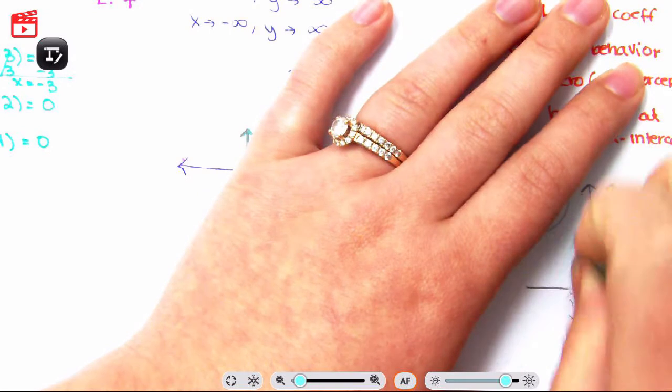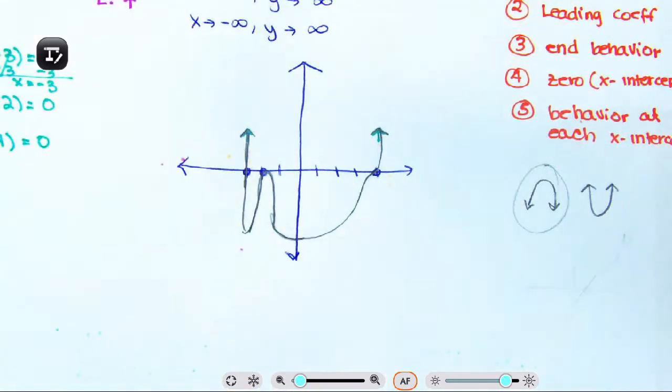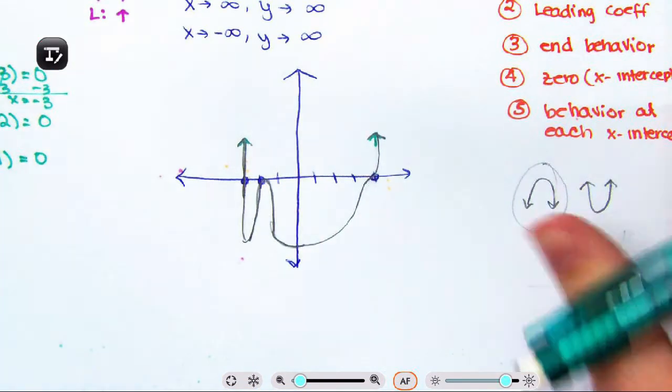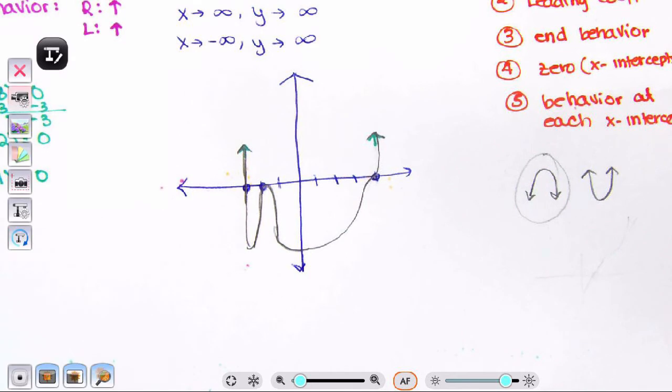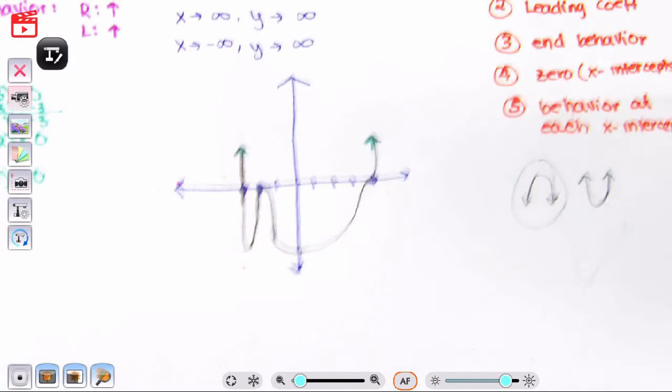All right, so that's pretty much it. You're done. And that's how you graph a polynomial function in factored form. Now, that's not what this video is for. This video is for writing the equations. So let's go ahead and quickly do that. I'm going to give you your steps. There are 4 steps to writing these out.